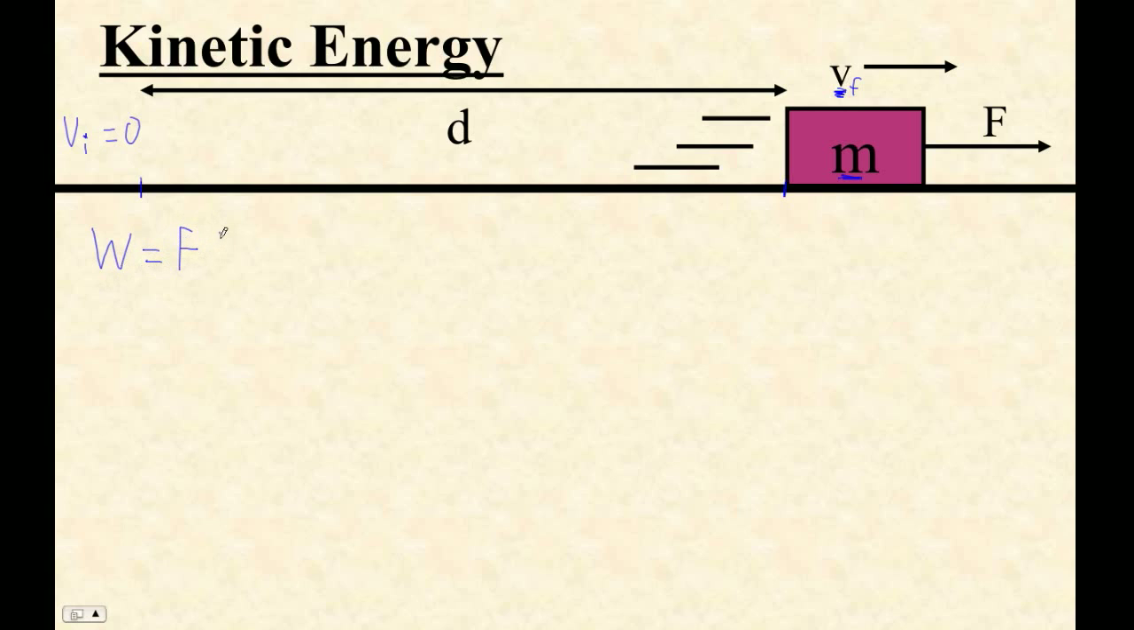So work is force times distance. Only now we're not lifting, so the force we're doing here is F equals ma. We're accelerating it, so I'm going to substitute m times a in for the force. Is everybody okay with that?